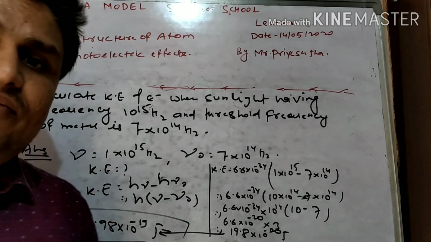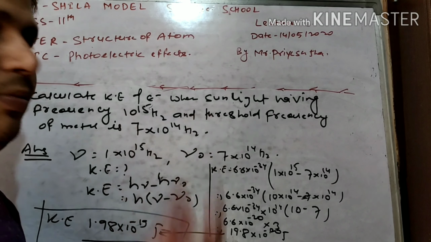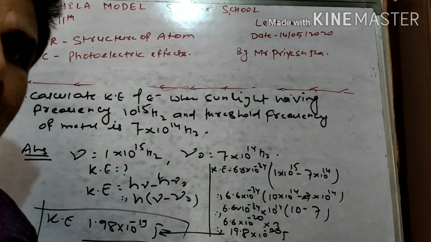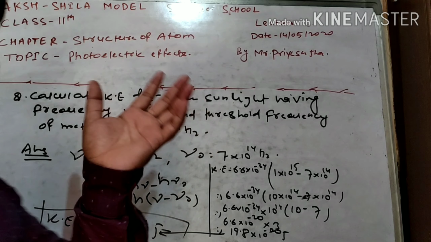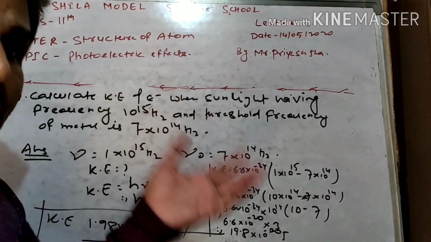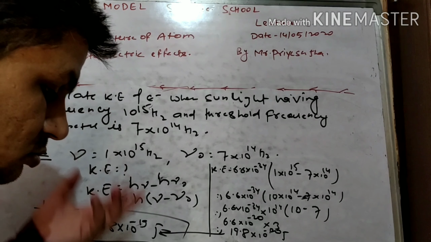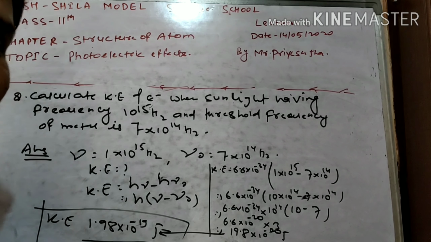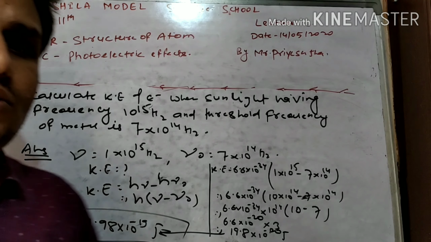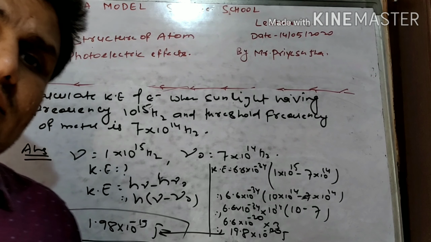Generally the photoelectric effect is used for making solar cells, which are used for the purpose of bulbs, and for application in TV, radio, etc. So these are the applications of the photoelectric effect.